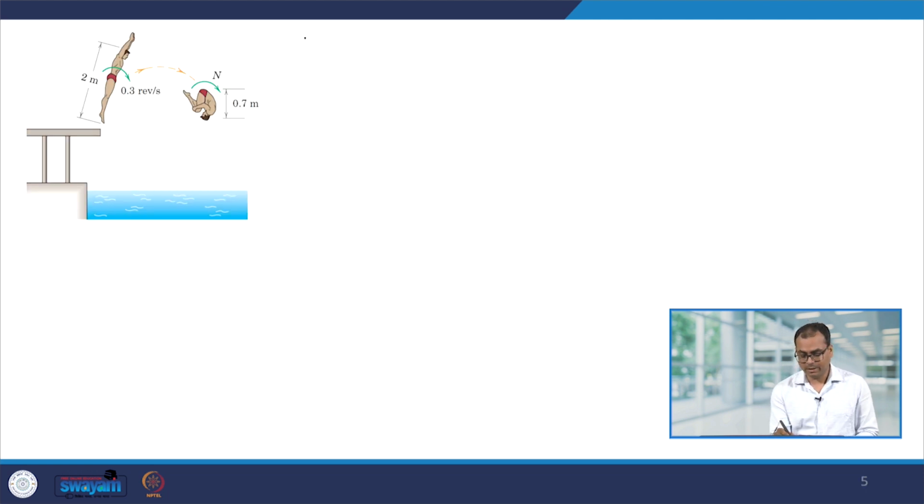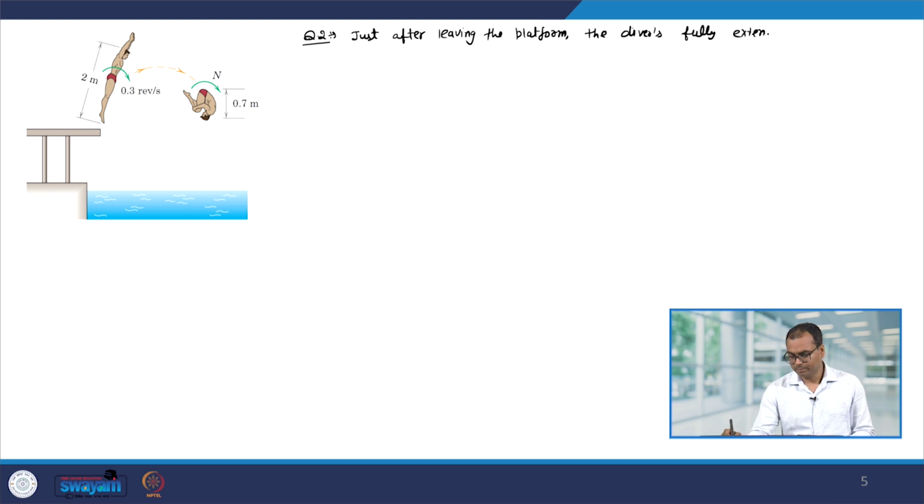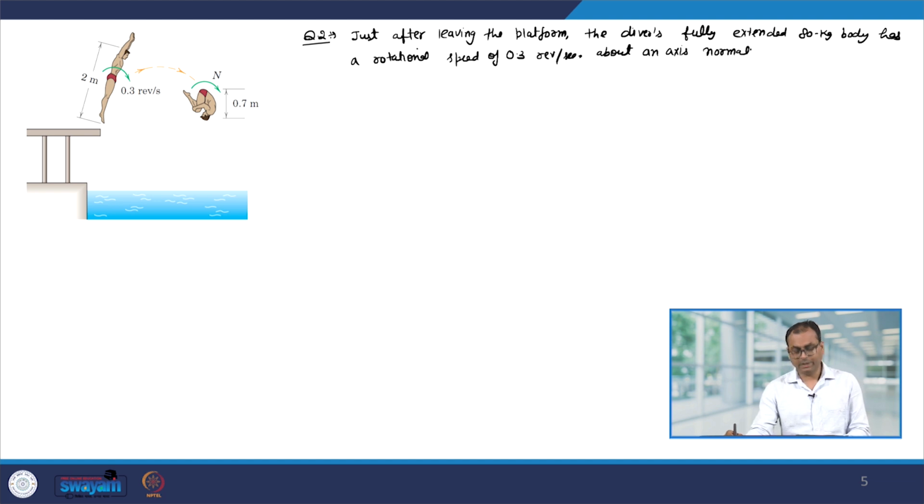Now, let us look at another problem statement. Just after leaving the platform, the diver's fully extended 80 kg body has a rotational speed of 0.3 revolution per second about an axis normal to the plane of the trajectory.